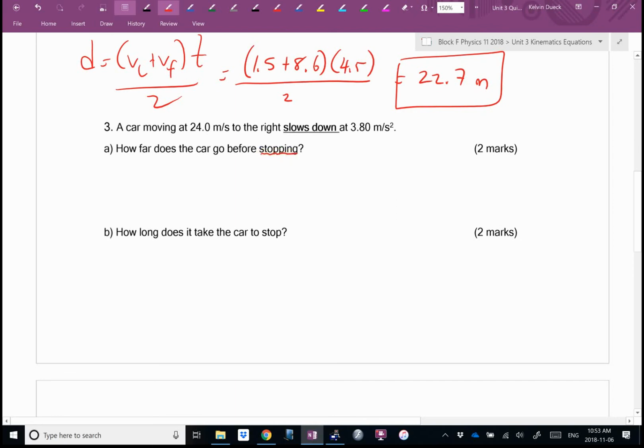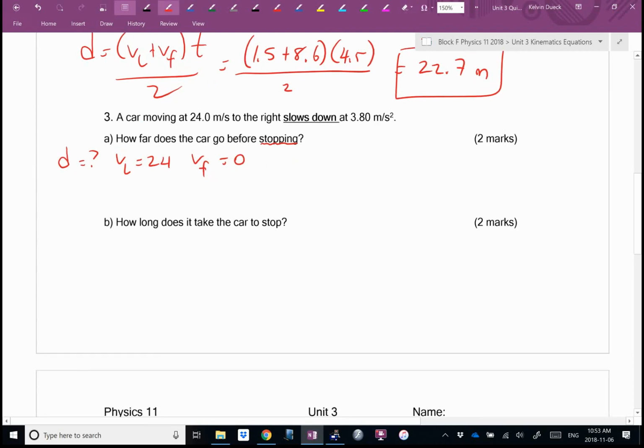I would probably underline the word stopping. They want me to find D. VI is 24. VF stopping is 0. I'm about to make a mistake. Can you tell me the mistake that I made? Oh, I tried to make the mistake and then my brain overruled me because it didn't like that. Why is A of 3.8 wrong? We're slowing down. It's negative.